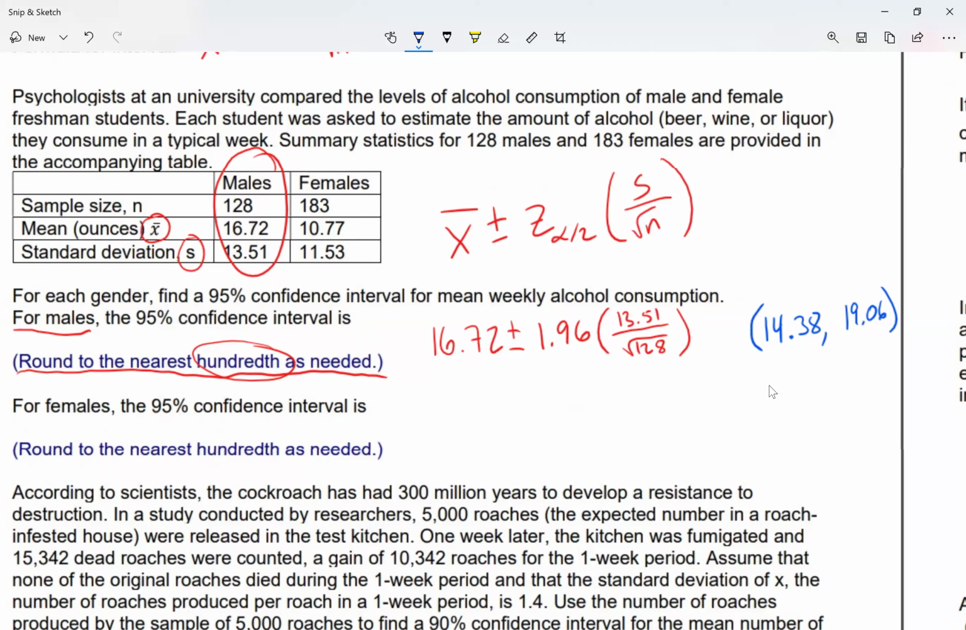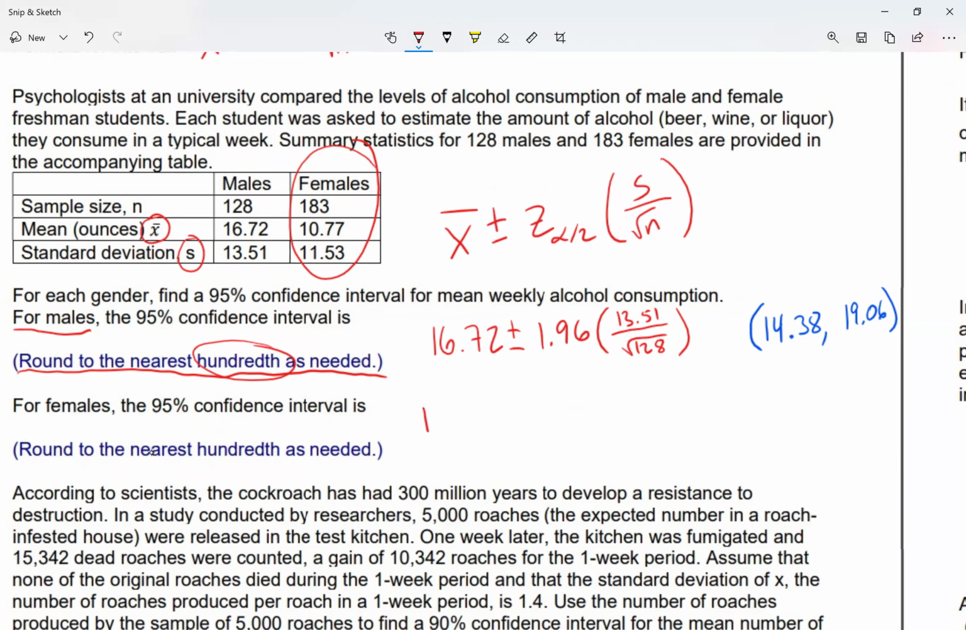So, okay. Now let's take a look at the other question. It says for females. So I'm looking at females now. My information is just here. I remember my formula. So my average for females, in this case the mean for females, is 10.77 plus or minus my 95% confidence C-score. I know according to our table, that's a 1.96 times the standard deviation for girls, which was 11.53.